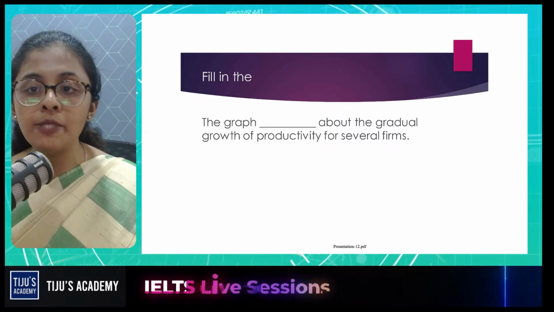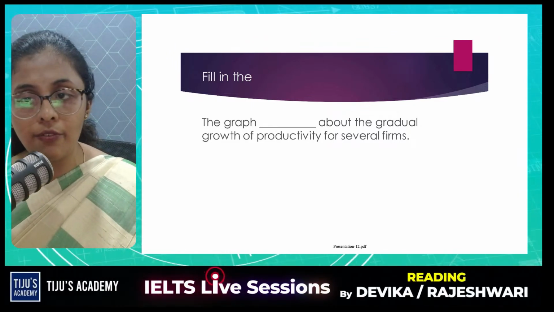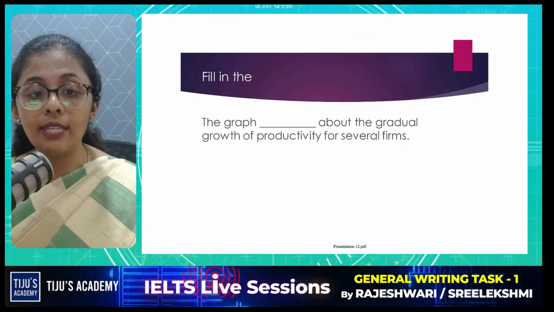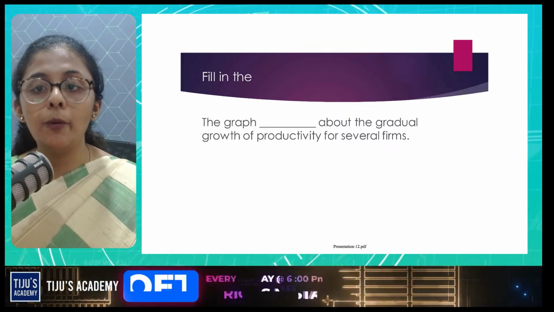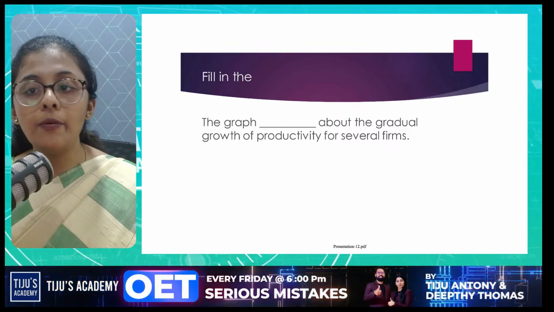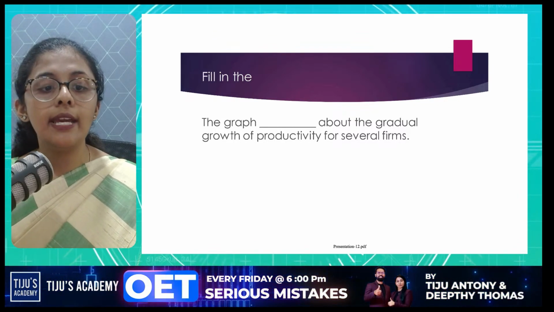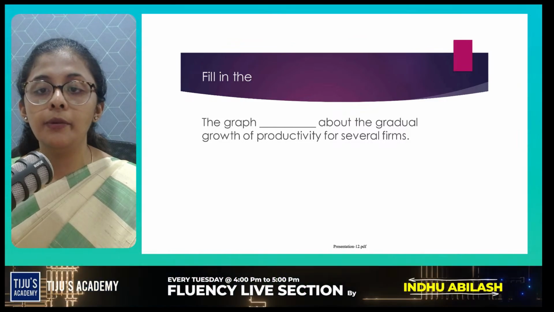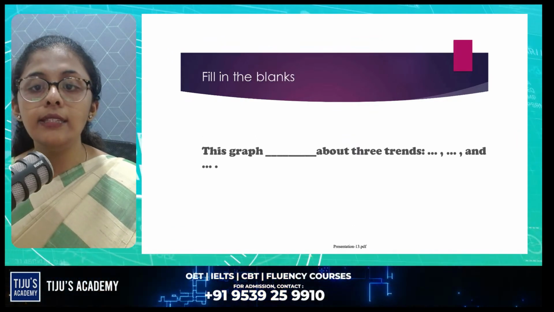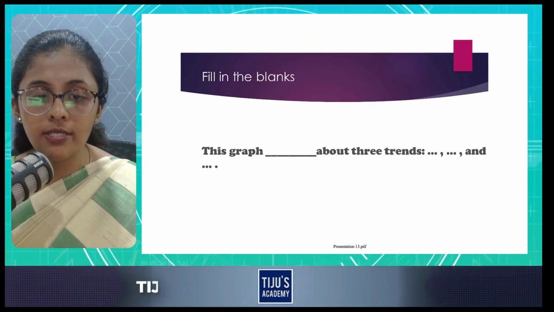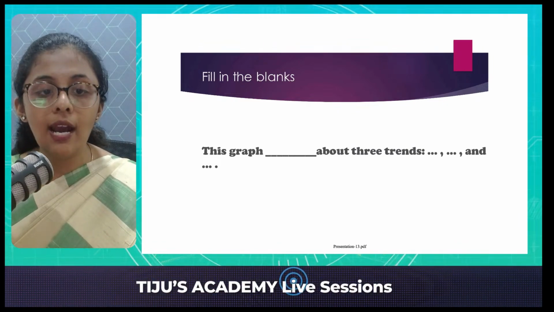Okay, the graph explains about the gradual growth of productivity for several firms. Yes, you can also say that. We can also use give information or provide data. The graph provides data about the gradual growth of productivity, and explain is also a right introductory verb. Very good. Let's move on with the next question. This graph, yes, information is information about. Very good, Amala. Very good.